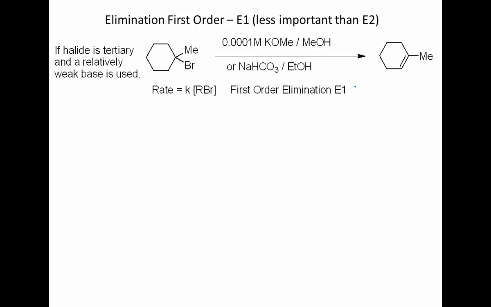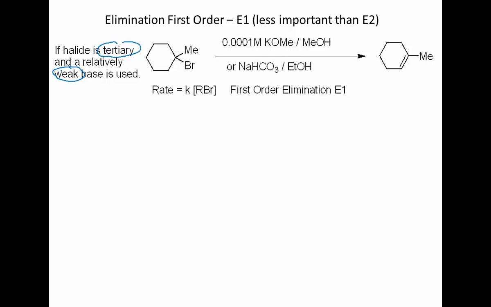In some cases, the elimination doesn't have such a high stereoelectronic dependence, and this is much less common than the E2, but it's also possible to have a first-order elimination, and there are certain conditions on the first-order elimination. The halide has to be tertiary, and the base has to be relatively weak. In this first-order elimination, the base does not appear as part of the rate equation. Only the alkyl halide appears.